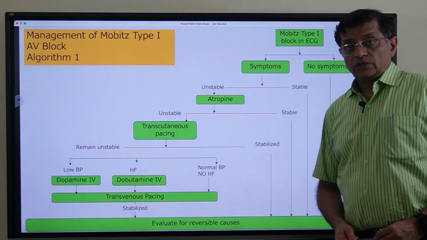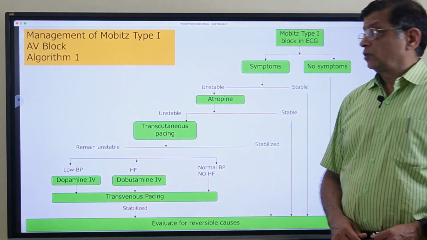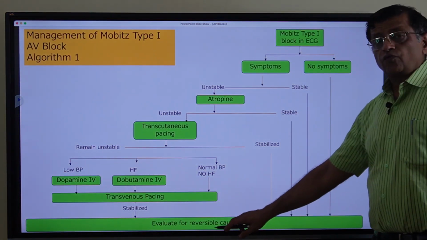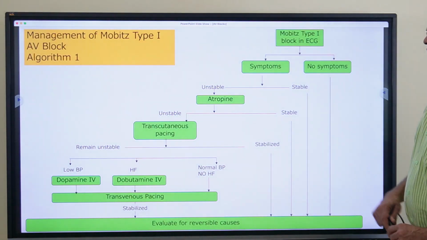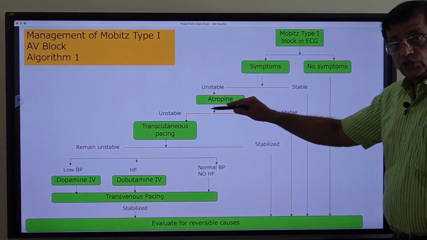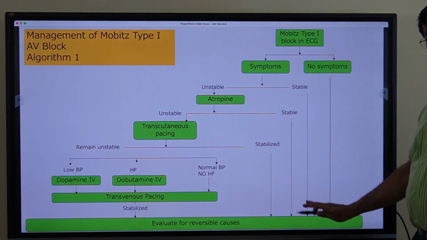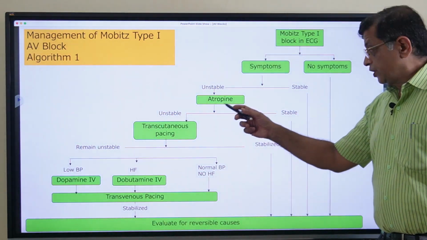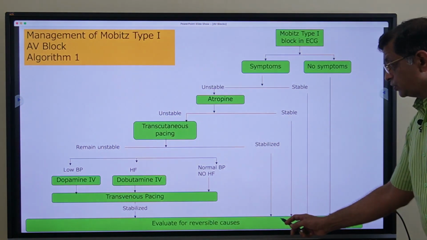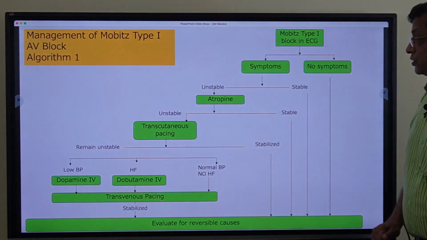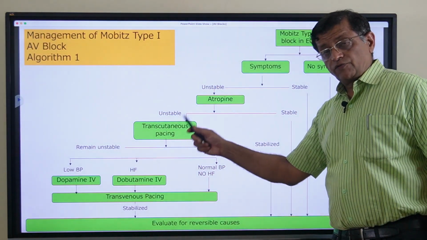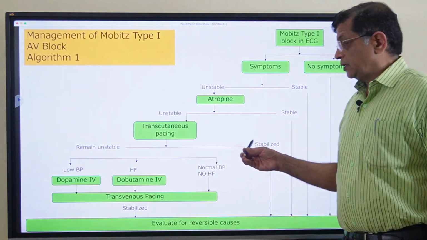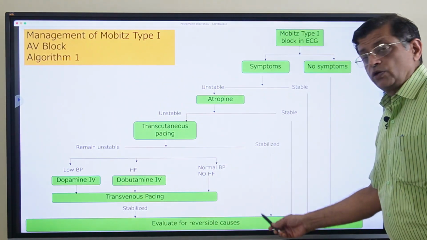So how do we manage Mobitz type 1 or Wenckebach AV block? If the patient has no symptoms, then just evaluate for reversible causes. If the patient has symptoms, see whether the patient is unstable or stable. If the patient is stable, just evaluate for reversible causes. If the patient is unstable, give atropine. After atropine, if the patient becomes stable, again, the only thing you require is evaluation for the reversible causes. If the patient continues to be unstable, even after atropine, then go for transcutaneous pacing. And then if the patient becomes stable, look for the reversible causes.